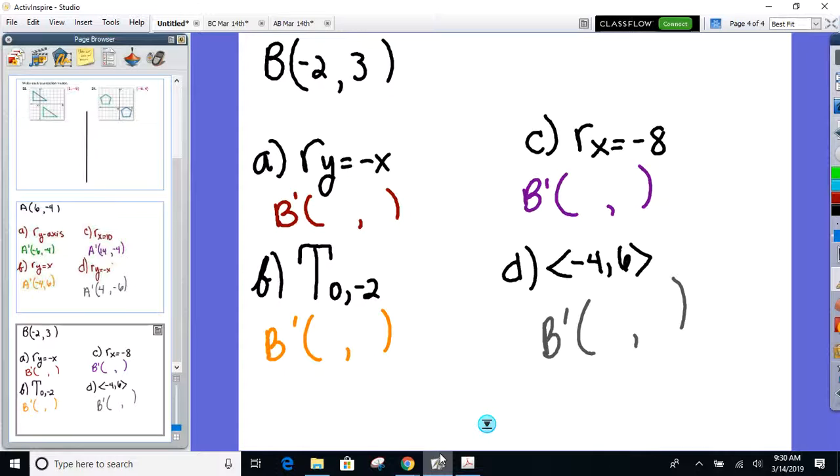Negative 2, 3 becomes? Negative 3, 2. Everyone, what's the rule? Switch them and change the signs. Yep, flip and change the signs.